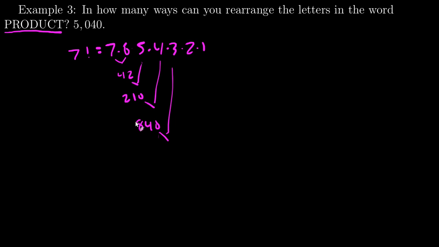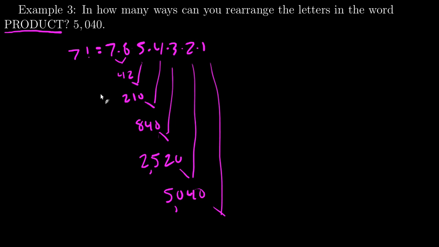Times 3, so 800 times 3 gives me 2,400. 40 times 3 gives me 120, so I get 2,520. Times 2 is 5,040. Times 1 doesn't change anything. And you could use the calculator if this is a calculator problem. It's not that tricky.